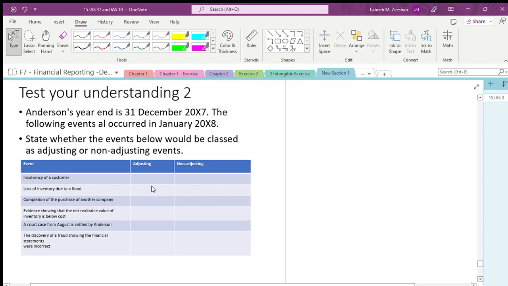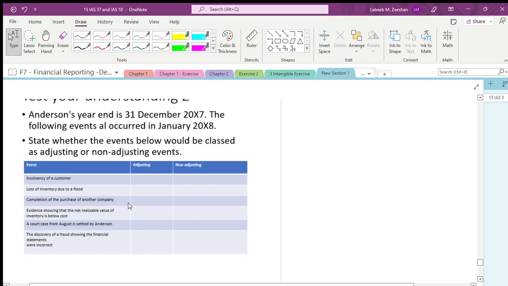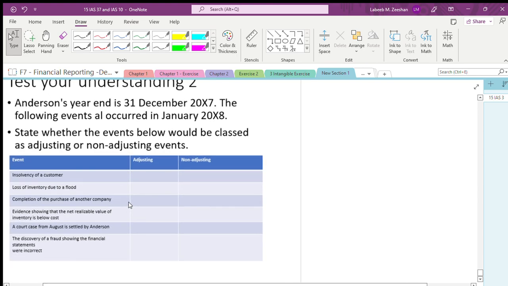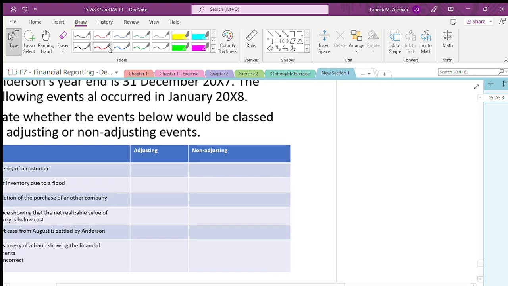Anderson Limited. We are talking in terms of 31st December. The following items occurred. State whether it is an adjusting event or a non-adjusting event.